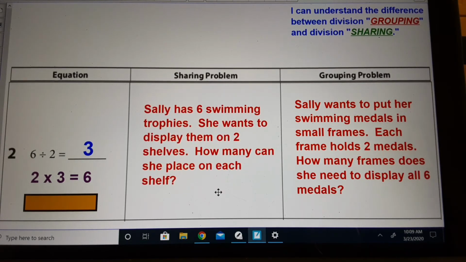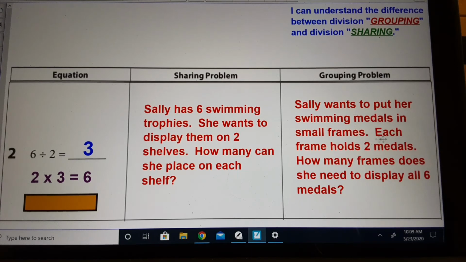This does belong here. Sally wants to put her swimming medals in small frames. Each frame holds 2 medals. How many frames does she need to display all 6 medals? Is this a grouping problem? Let's see. Do we know how many groups there will be?